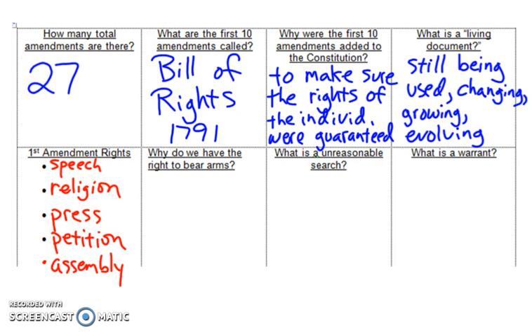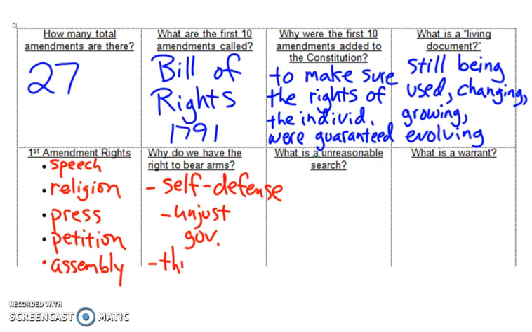Second Amendment goes over to the right to bear arms. Basically the idea is for self-defense. The main reason that we have weapons is so that we can defend ourselves. We want to be able to defend ourselves from an unjust government. So if the government starts to take away our rights, we can fight against that government. And we want to be able to protect ourselves from, you could just say, threats. Someone breaks into your house, someone tries to steal something from you, you have the right to defend yourself.